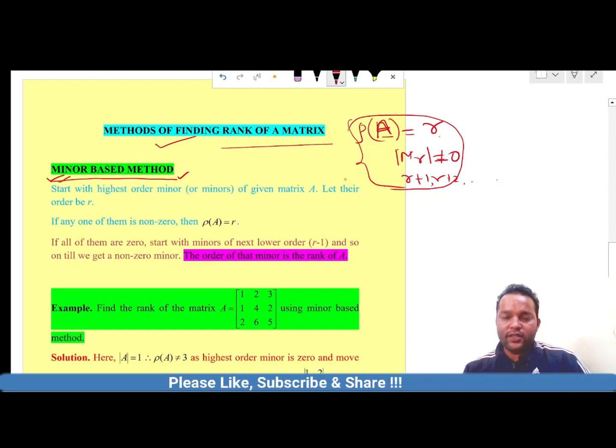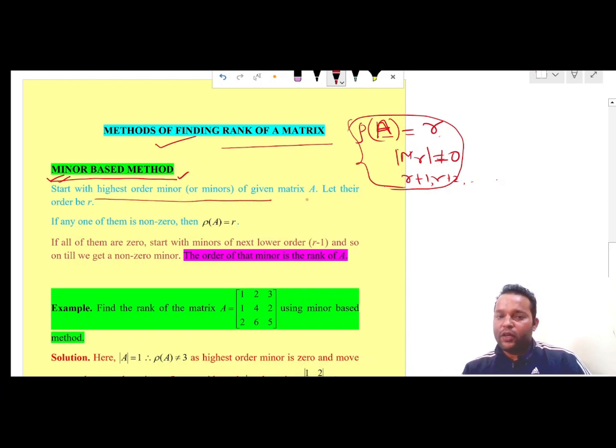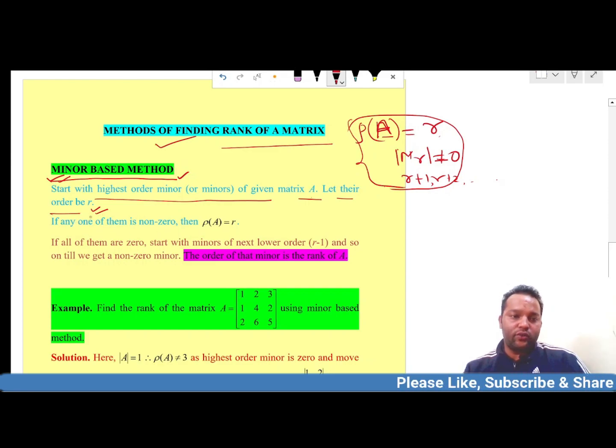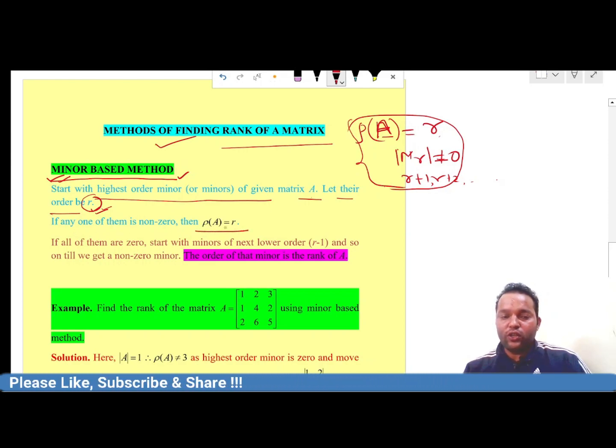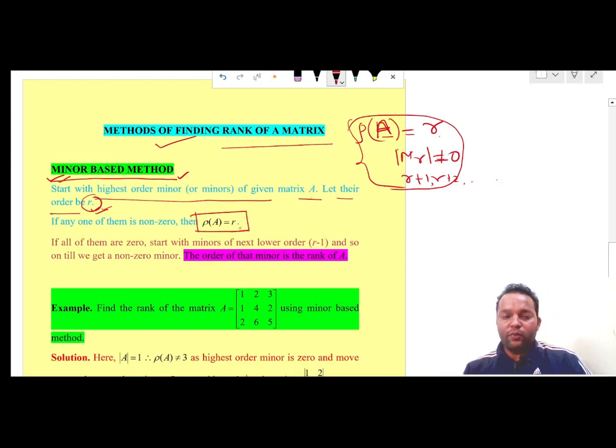So the working procedure is, we have to start with the highest order minor or minors of the given matrix, and check their value. Suppose the highest order minor or minors of the given matrix A is of order r, and if any one of them is non-zero, then we conclude that the rank of the given matrix is the order of that non-zero minor.